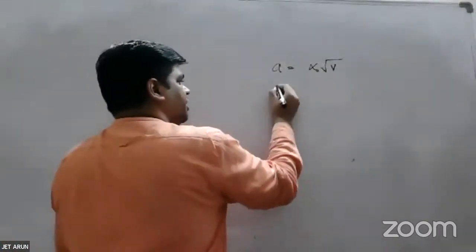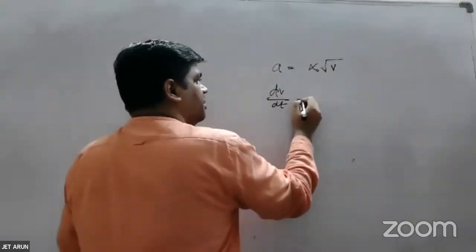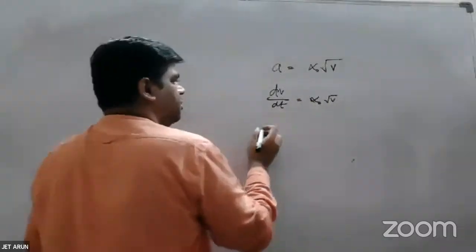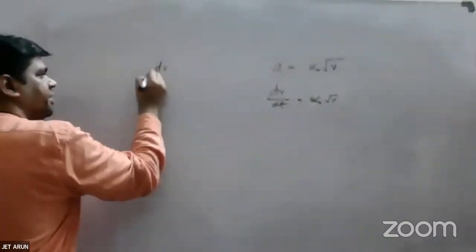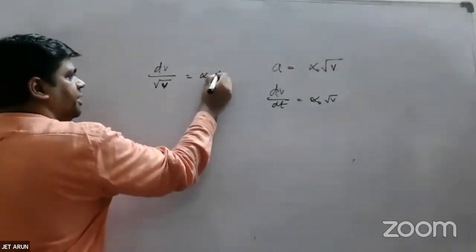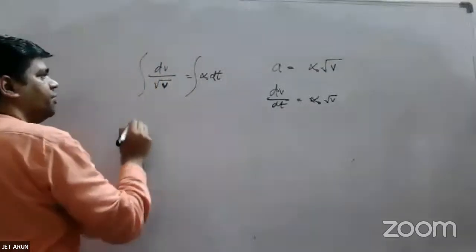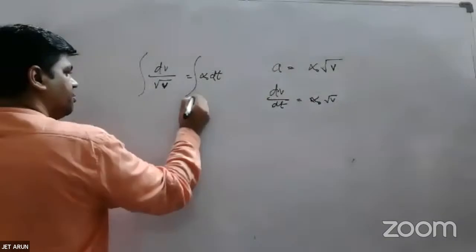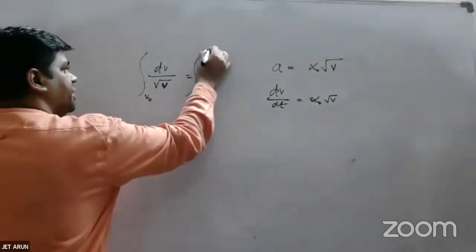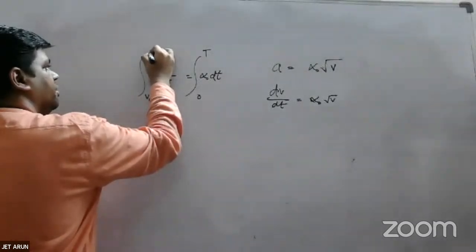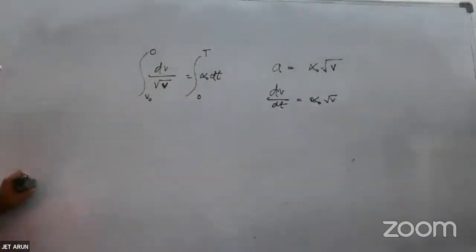So dv by dt is equal to alpha root v. So dv by root v is equal to alpha dt. I integrate. Now what are the limits? What initial velocity is given? v naught at t equal to 0. So at t equal to 0, my velocity is v naught. At t equal to t, my velocity should be 0, because the particle is coming to rest.